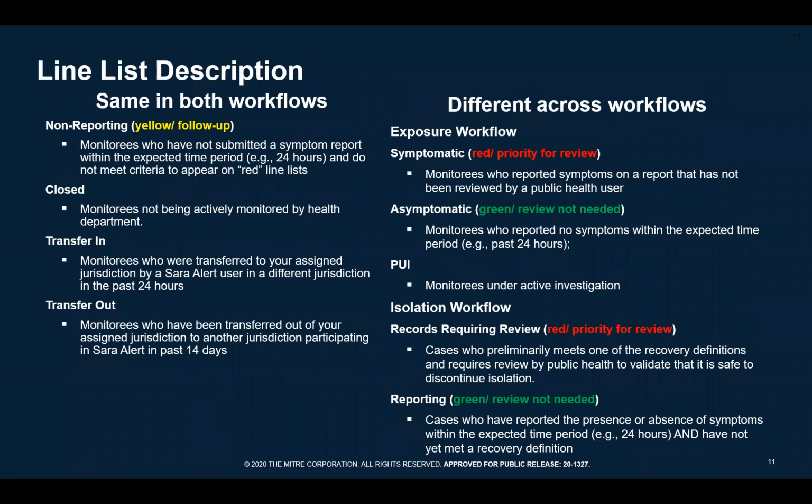And so this slide shows the same line lists that I just went over, the same that were listed on the previous slide, but instead they are organized on the left by line lists that are the same in both workflows, and on the right, those that are different across the workflows. So the four on the left, the non-reporting, closed, transferred in, transferred out, these are the same. It's the same basic idea, whether you're following cases or case contacts. But on the right, these are the line lists that are actually different between both workflows.